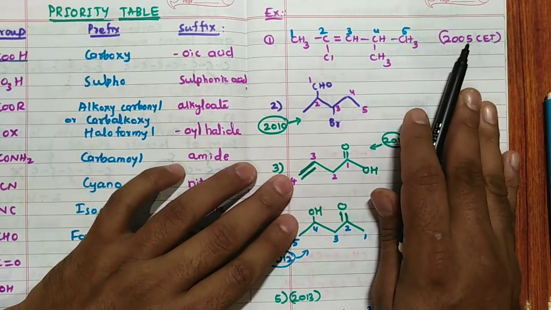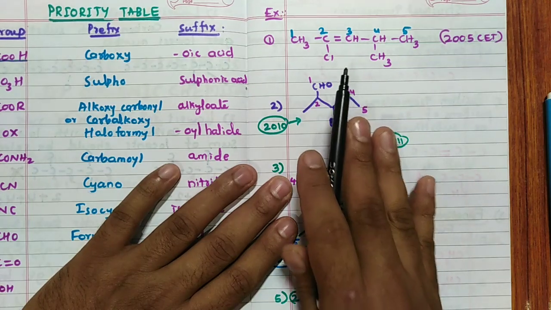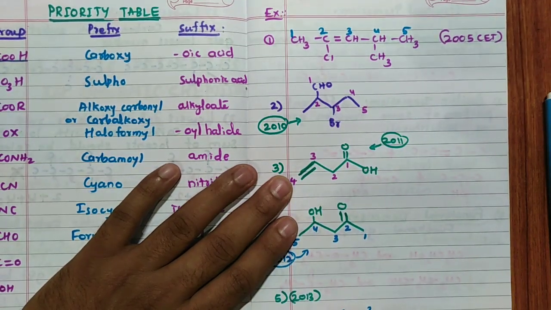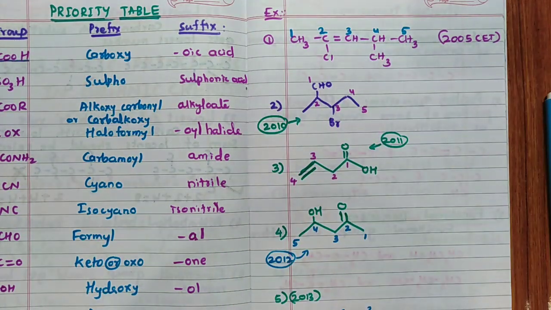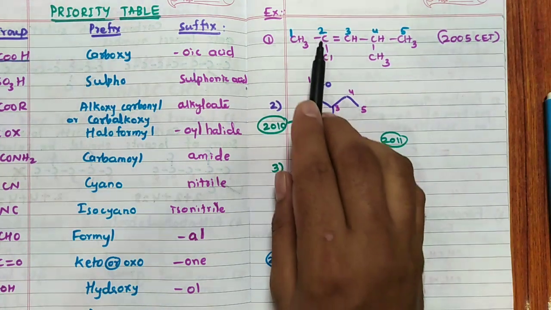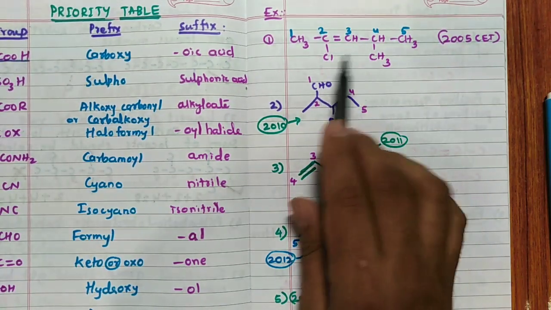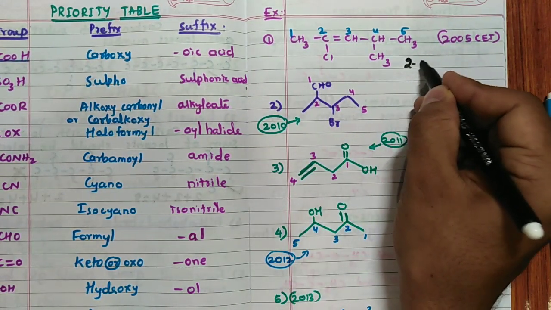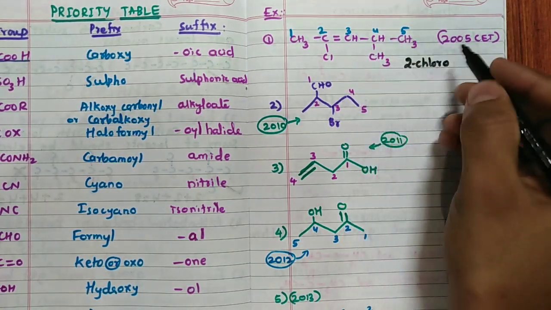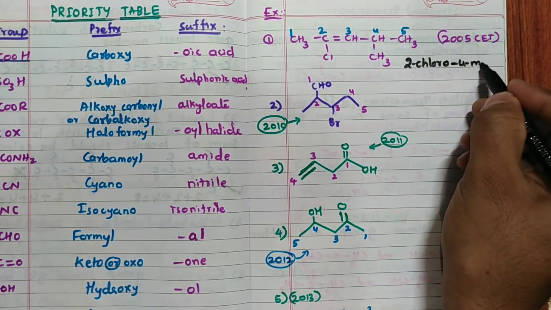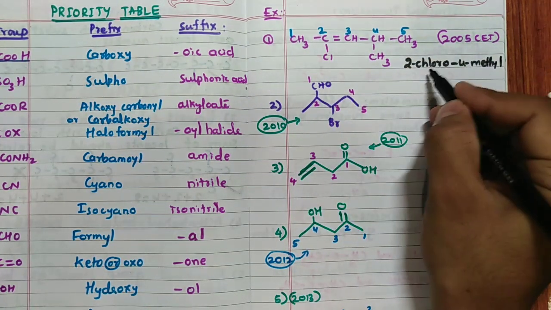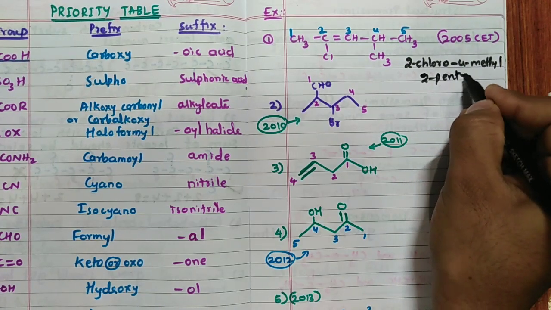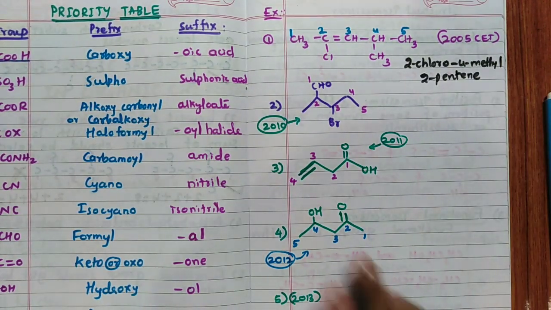In 2005 CET this compound was given, and they asked what is the IUPAC name of this. See, I have already numbered 1, 2, 3, 4, 5. So 1, 2, 3, 4, 5 is the longest chain here. Now if you name this, we have chloro and methyl. Which is first in alphabetical order? Chloro. Hence the name is 2-chloro, and the methyl group is on the 4th carbon, 4-methyl. That is 2-pentene, the second carbon ene. So 2-pentene is the name.